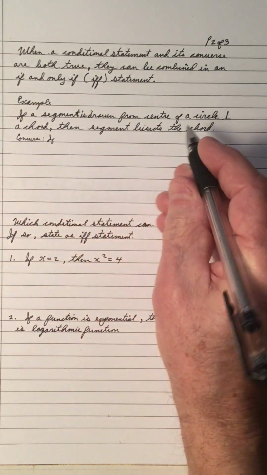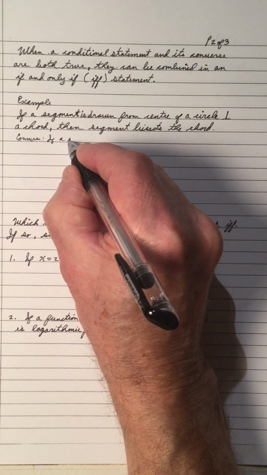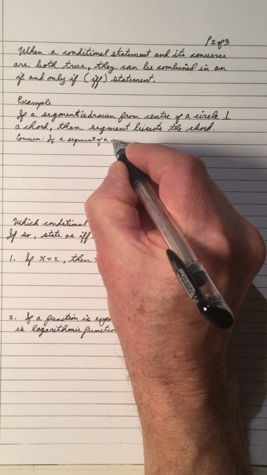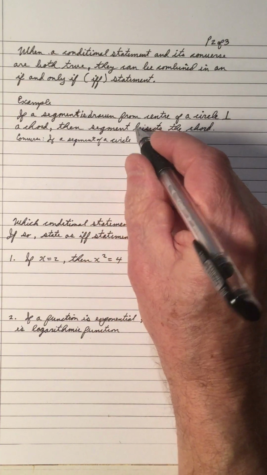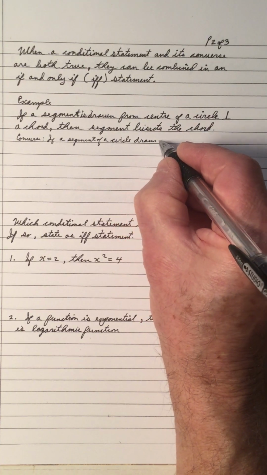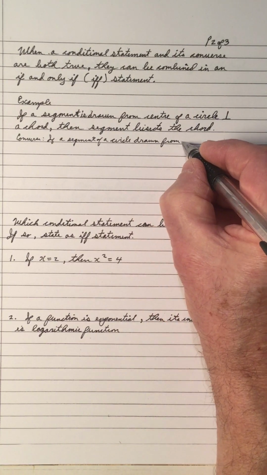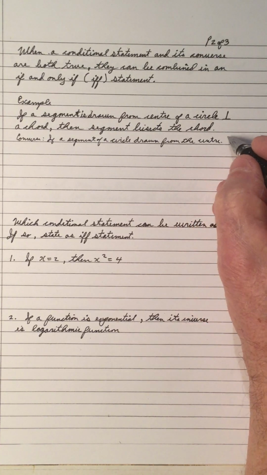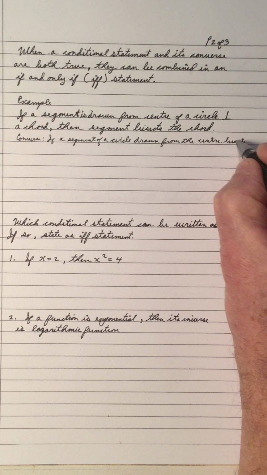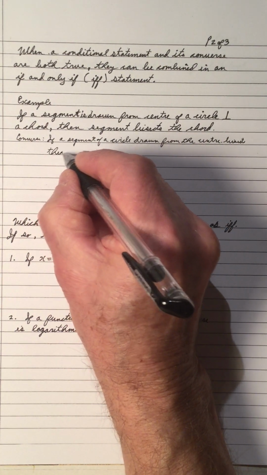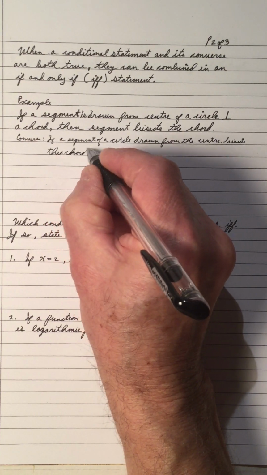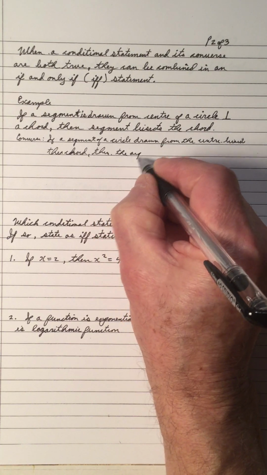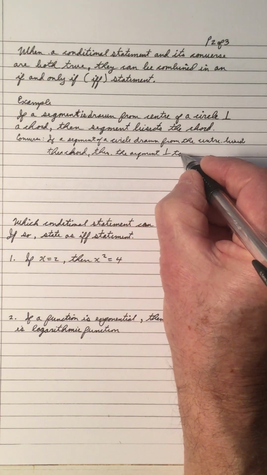If a segment of a circle drawn from the center bisects the chord, then the segment is perpendicular to the chord.